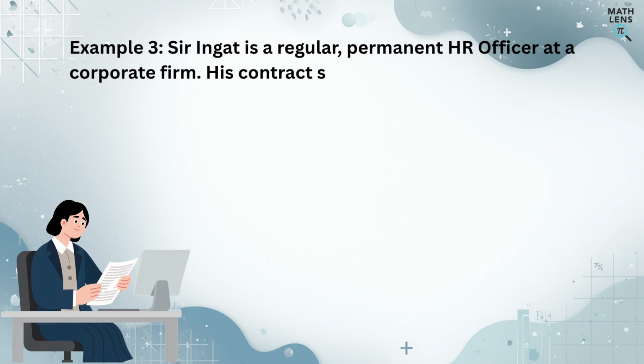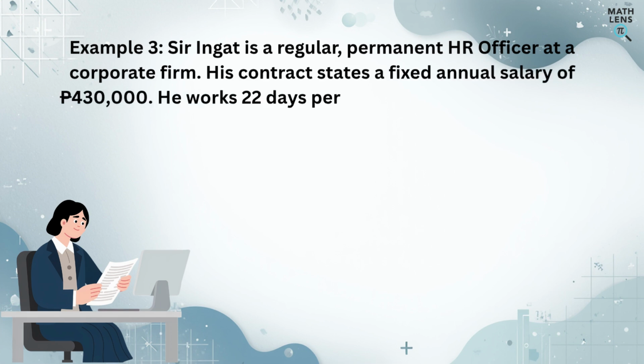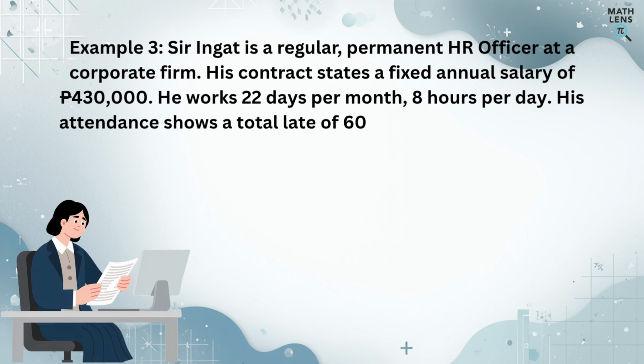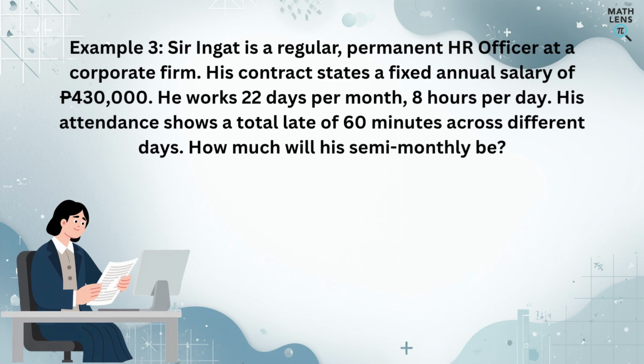His annual salary is set at 430,000 pesos, and he works a standard schedule of 22 days per month, 8 hours per day. However, his attendance record shows that he accumulated a total of 60 minutes of lateness across different days. How much will his semi-monthly be?